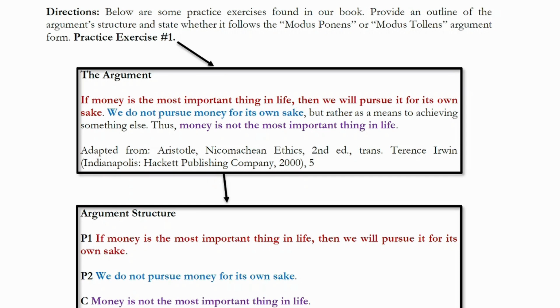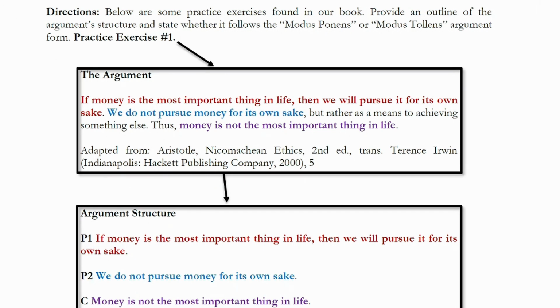A couple points here. First, start with identifying the conclusion. What is the argument attempting to show you? Well, in this case, we can see the conclusion is money is not the most important thing in life. How do we know that? Not necessarily because it comes at the end of the argument. In fact, in many cases, a conclusion may be stated at the beginning or even the beginning and the end. Our main indication here is the word thus.